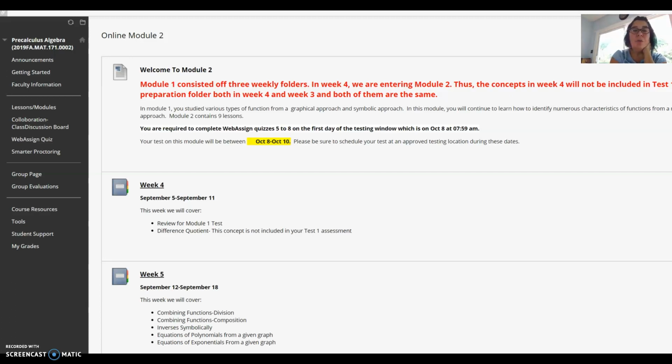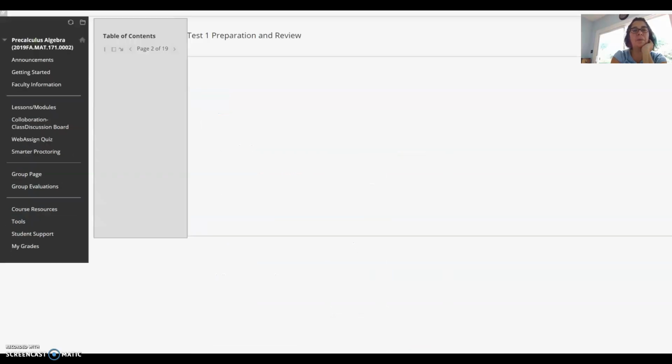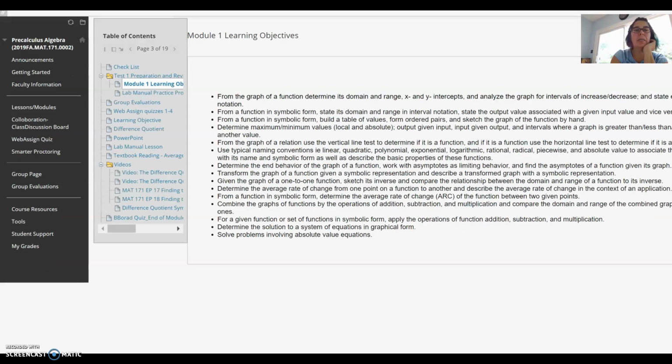So when you go to week 4, right, so this is my, again, student view. On the table of contents, your first folder is the test 1 preparation folder. So first I want to talk about this test 1 preparation. So click on the second item on that folder, module 1 learning objectives.